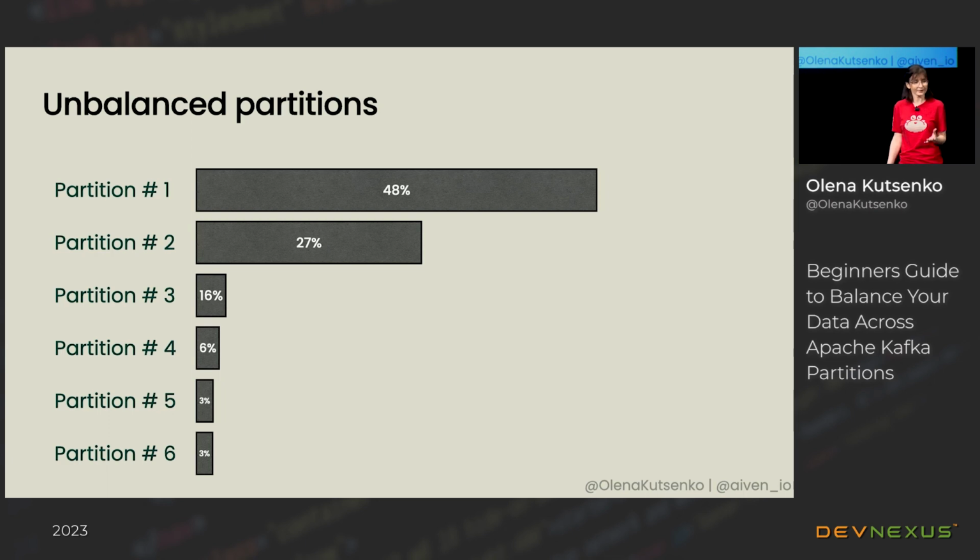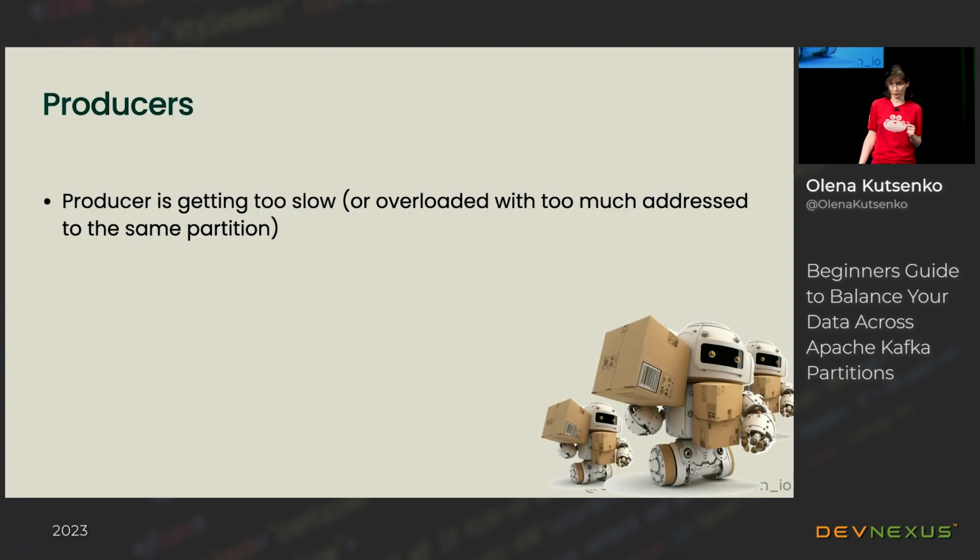Sadly, this situation isn't really rare, and we see it quite frequently, and the reasons are really crazy. But let's see what actually happens to the system, starting with the producers. And funnily enough, even though the producers are the ones who distribute the data, it's very difficult to spot the issue on the producer side.